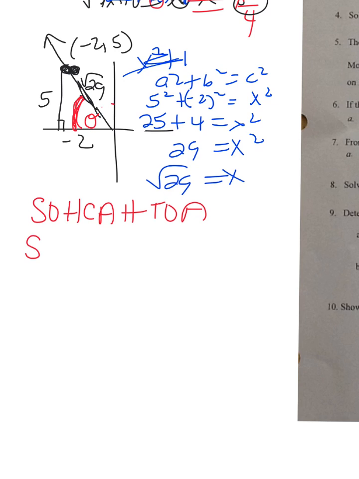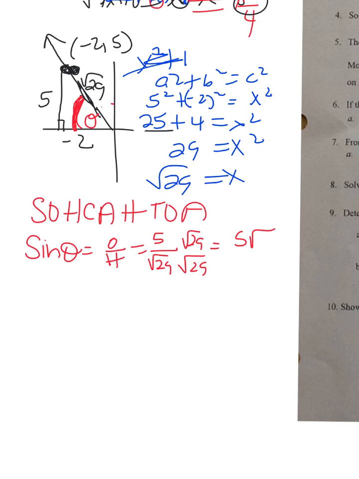All right, so now I want sine theta, which is opposite over hypotenuse. So opposite theta would be 5 over the hypotenuse, which is the square root of 29. We'll rationalize the denominator, multiply top and bottom by the square root of 29. So it's 5 square root of 29 over 29.